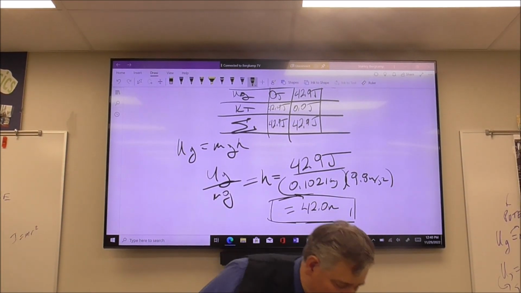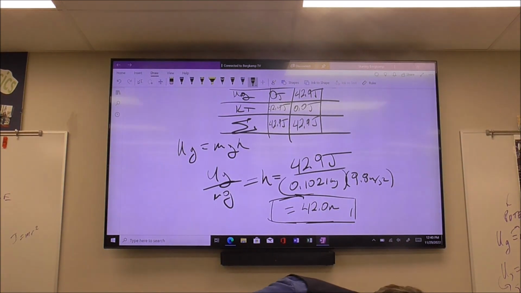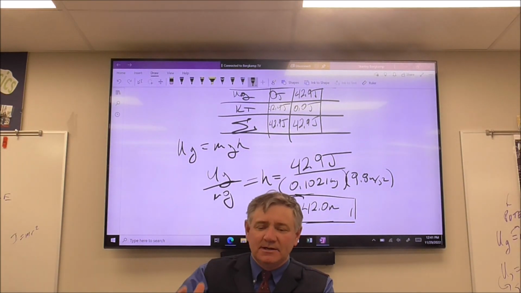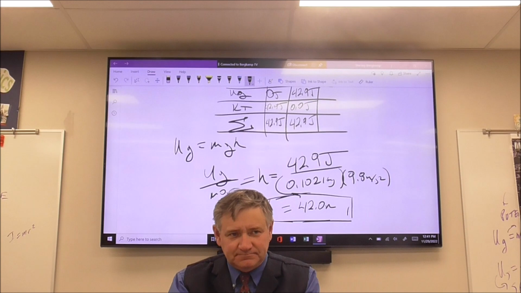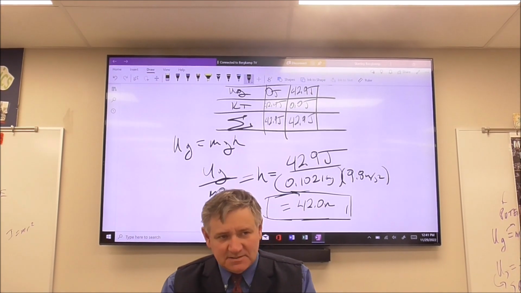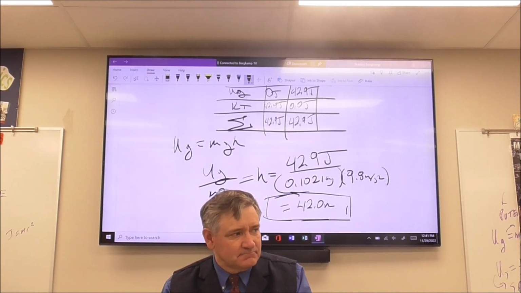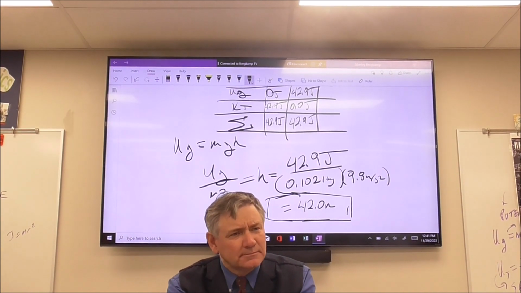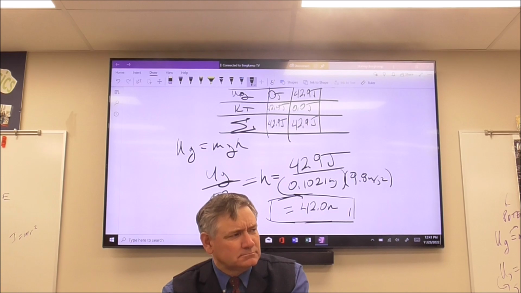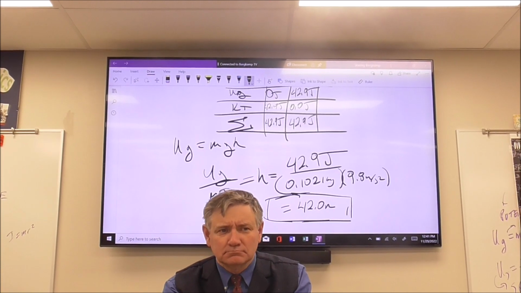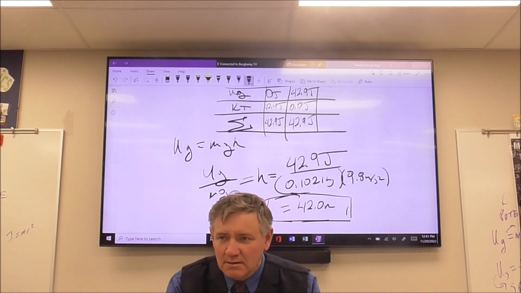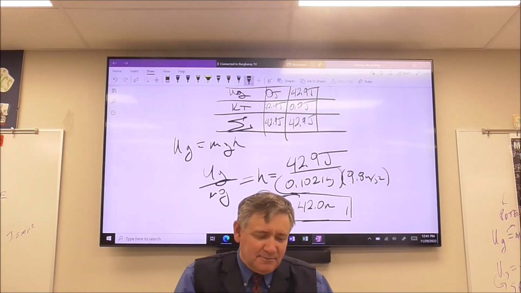Now, what would happen to that maximum height if I launched Hank at 29 meters per second? What would happen to the value of that maximum height? Be less? Why would it be less? Dividing by a bigger mass. Oh, I'm at 43. It's still 42.9. Oops, I forgot the 0.9. That's my bad, sorry, guys.